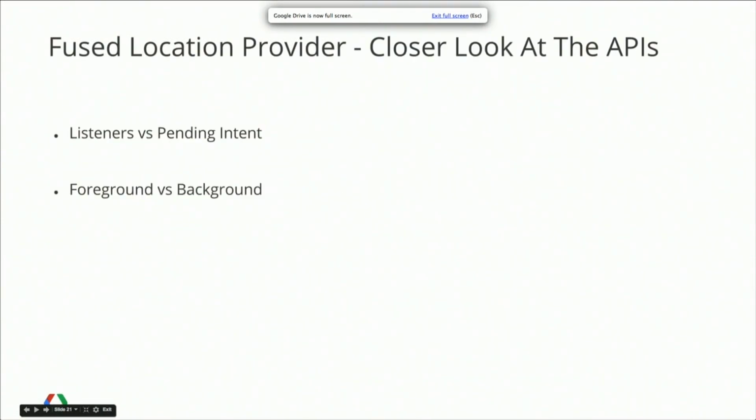All right, so let's have a closer look at the APIs. Before that, I wanted to talk about two things, listeners and pending intents. Most of you are familiar with the register listener call. Your app registers a listener. The location process will give you a synchronous callback via the binder mechanism. That works very well if you are in the foreground, a maps application, navigational application.